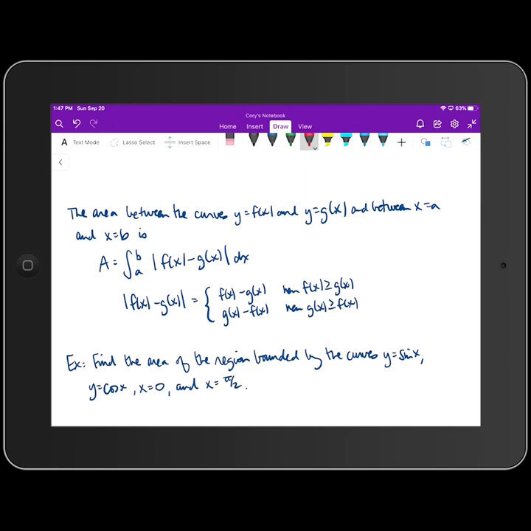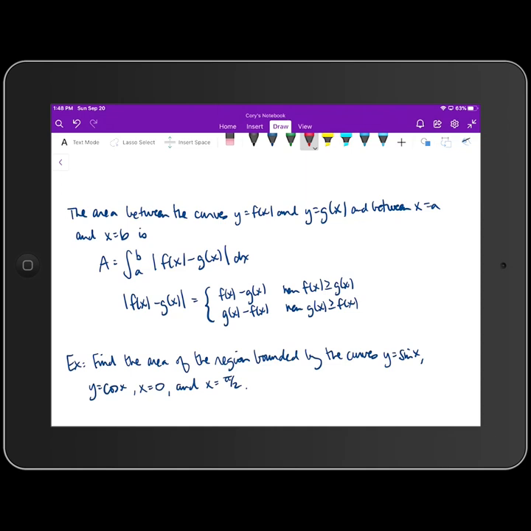curves. So the area between the curves, y is equal to f of x, and y is equal to g of x, and between x is equal to a and x is equal to b, is given by the following integral expression. So the area is going to be equal to the integral from a to b of the absolute value of f of x minus g of x, which we are integrating with respect to x.